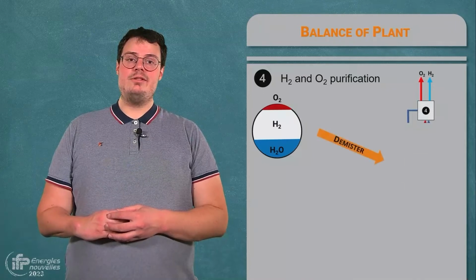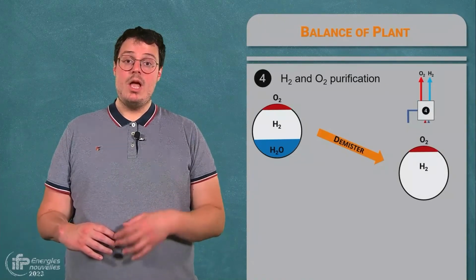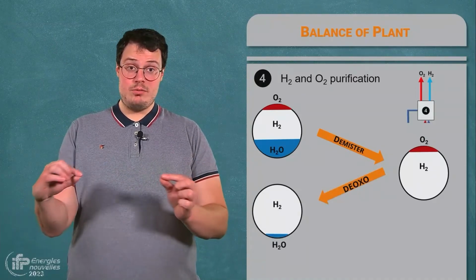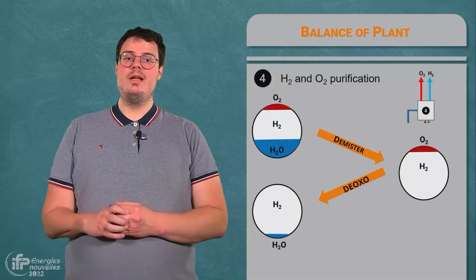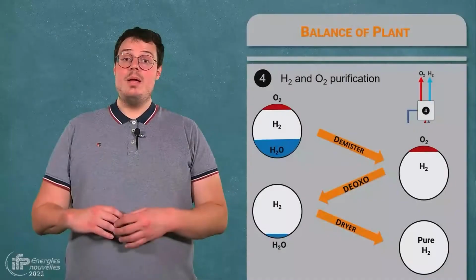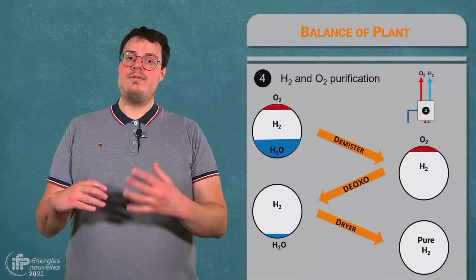A demister is used to separate the liquid electrolyte for an alkaline electrolysis. A deoxo, a catalytic system, is used to recombine oxygen with hydrogen to form water. That is then dried out to obtain high quality hydrogen. Please note that the oxygen is not always purified, as it is not always valued in a downstream process.